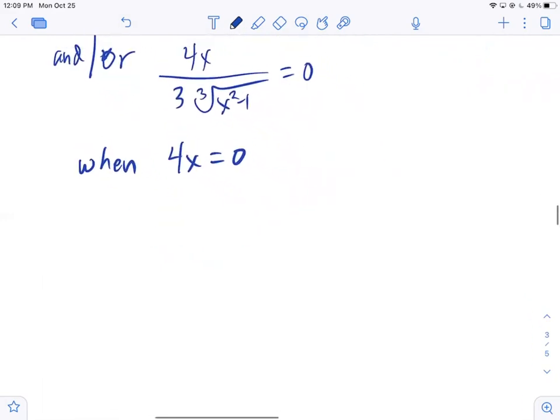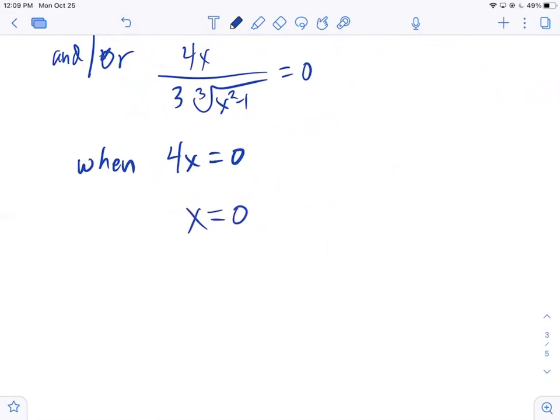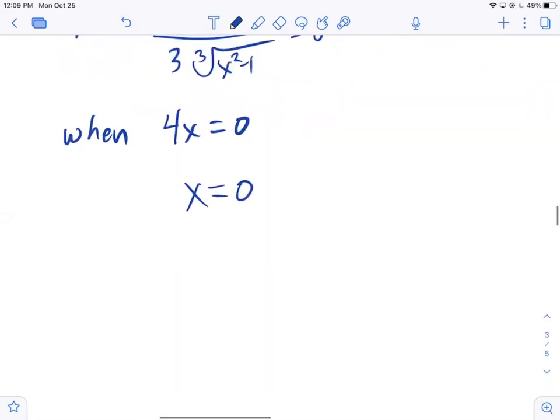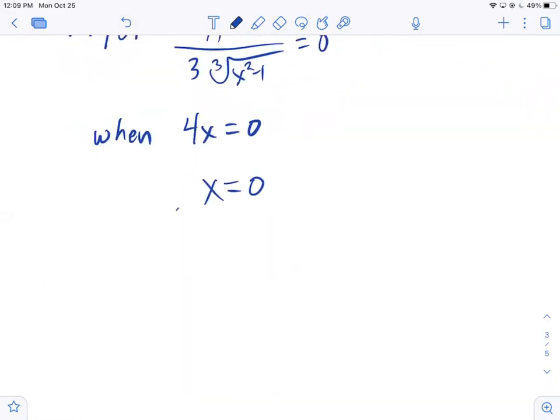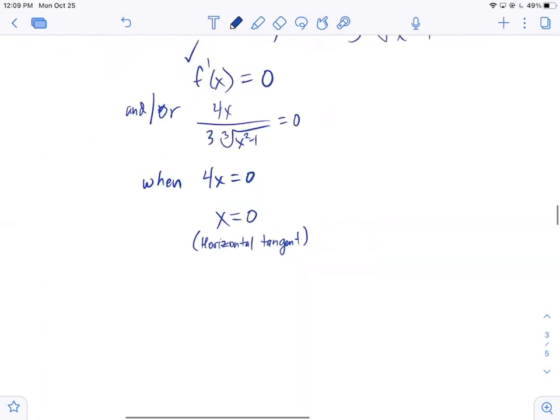All right. And now we solve this and we divide through by 4, which is fine. We get x equals 0. So what do we know? We know at x equals 0, this function has a horizontal tangent, because the derivative there is 0.